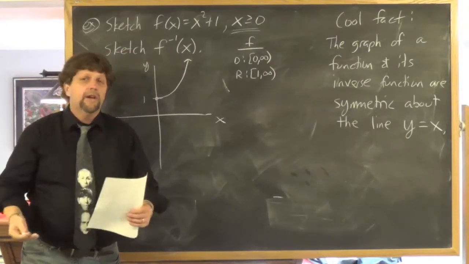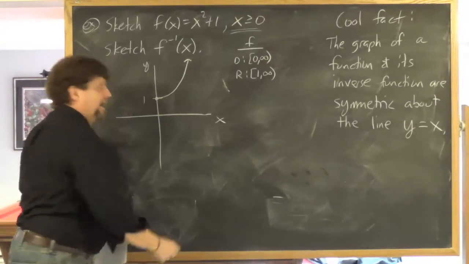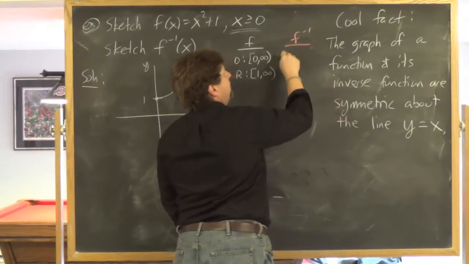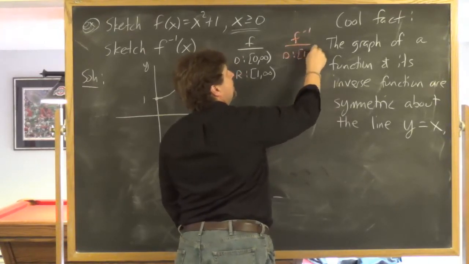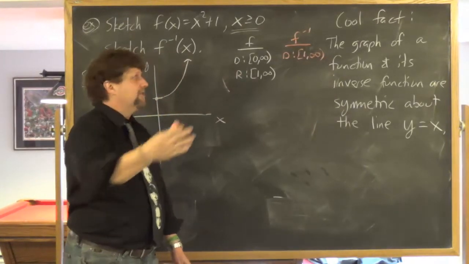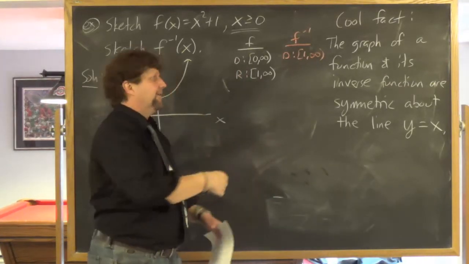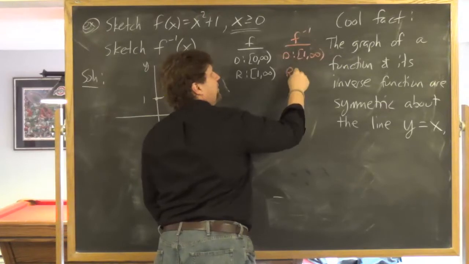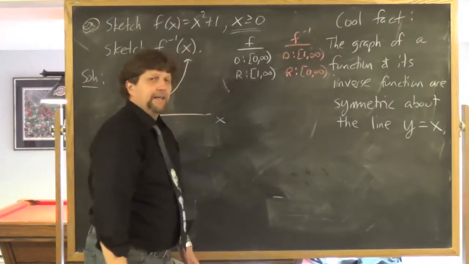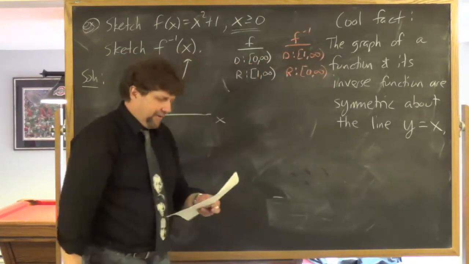And before I do any work at all on sketching the graph of the inverse function, I know that the domain of the inverse function is 1 to infinity. The domain of the inverse function has to equal the range of the function. It's the blob diagram I started this off with. The range of the inverse function is 0 to infinity. The range of the inverse function has to equal the domain of the function. It's the blob diagram I started off with.